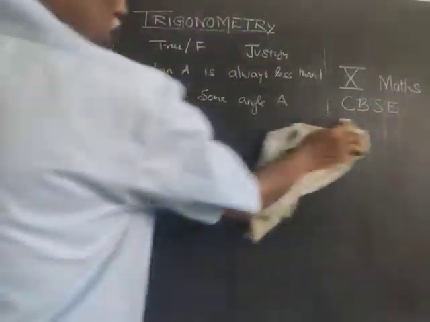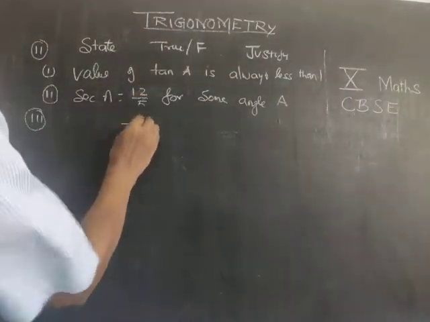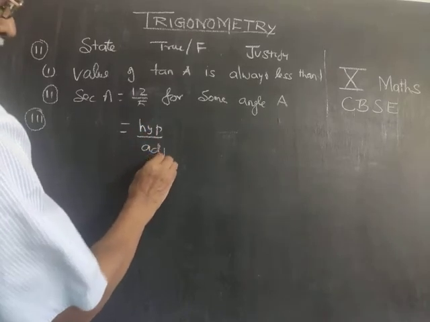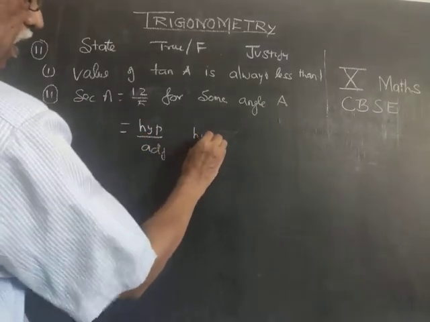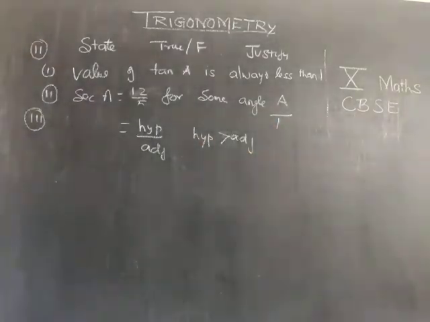Okay. Now the second one, secant A equals 12 by 5. What is secant A? Hypotenuse by adjacent. The hypotenuse is greater than the adjacent side, and here the hypotenuse is greater than that. Therefore it is true.